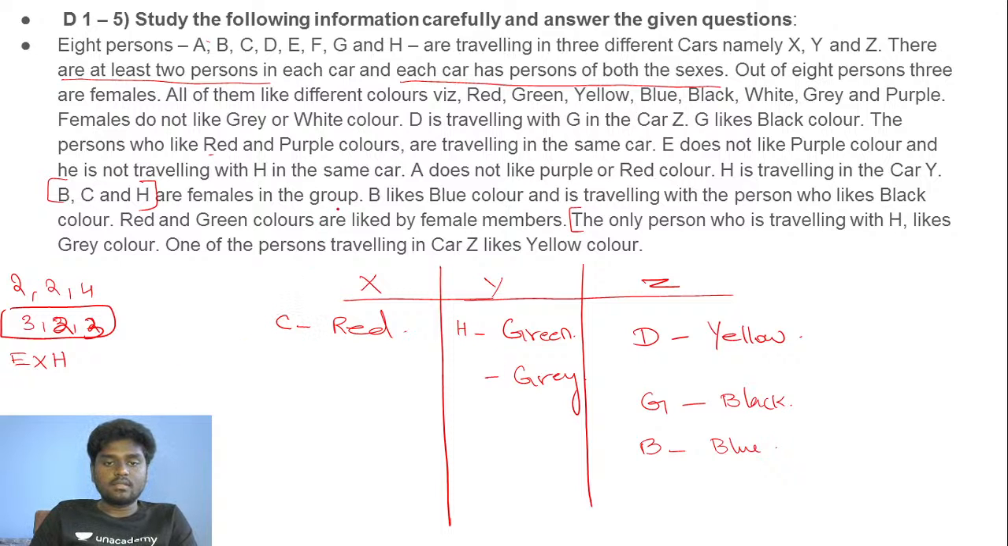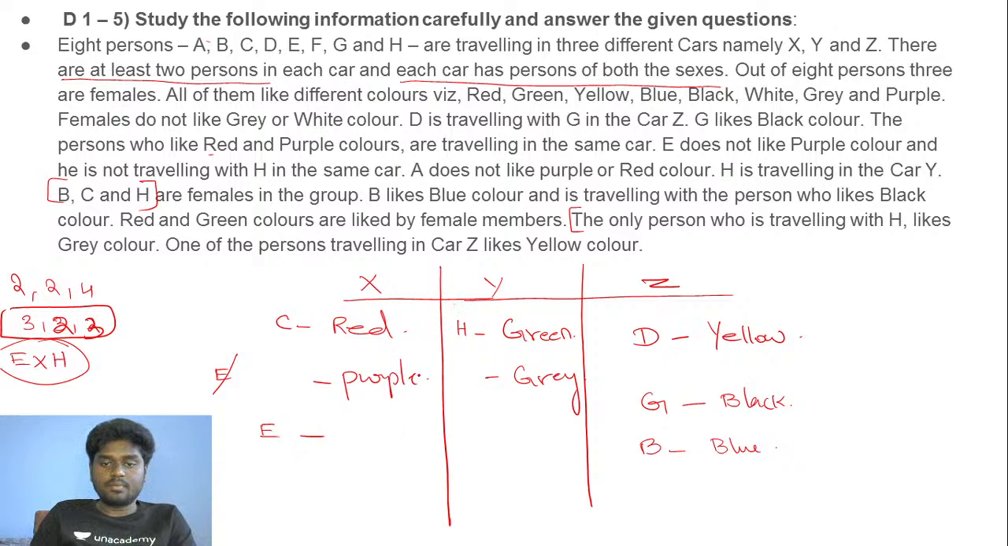Okay. Now the persons who like red and purple, so you have purple here, red and purple. They are traveling in the same car, and E does not like purple, right? So E will not be here. If E is not here, then definitely E should be here. Why? Because E should not be with H, right? Fine.